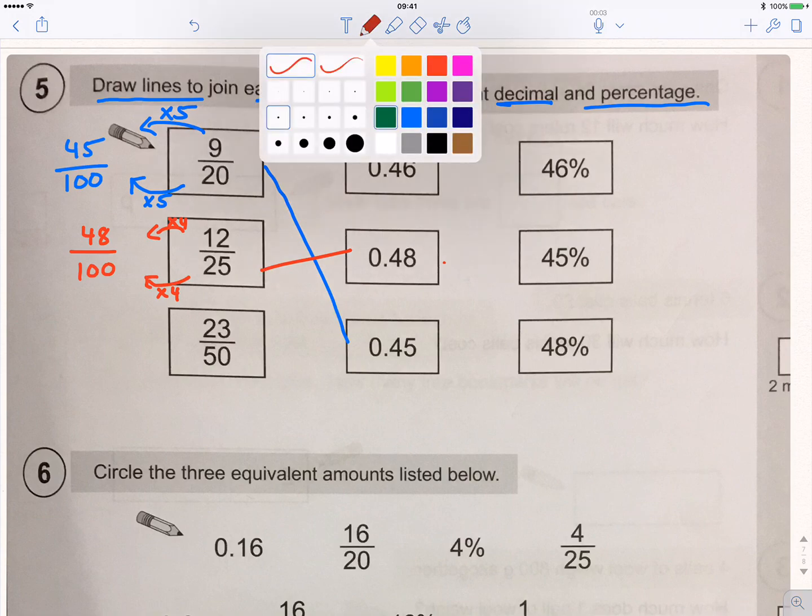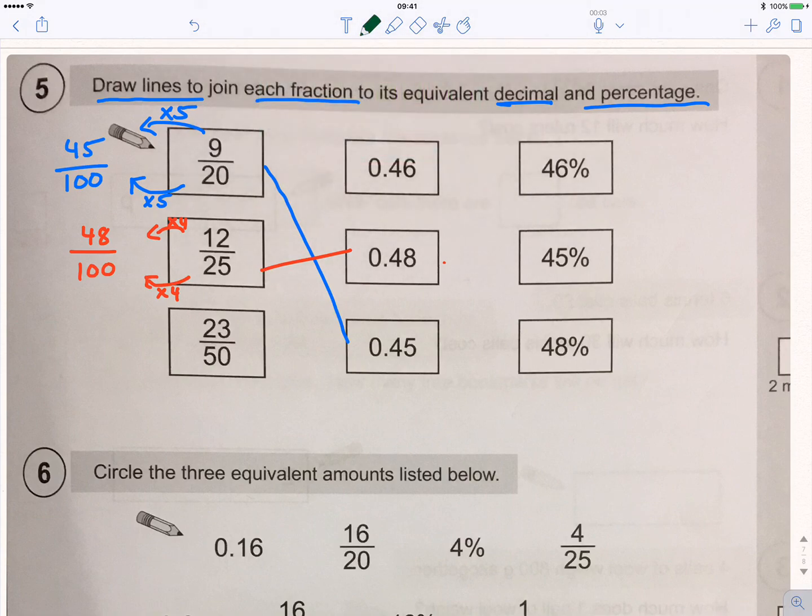Now the last one, an easy one, because we can clearly make 50 to 100 by just multiplying it by 2. We do the same to the numerator, multiply that by 2. That becomes 46 over 100. 46 over 100 as a decimal is just 0.46.